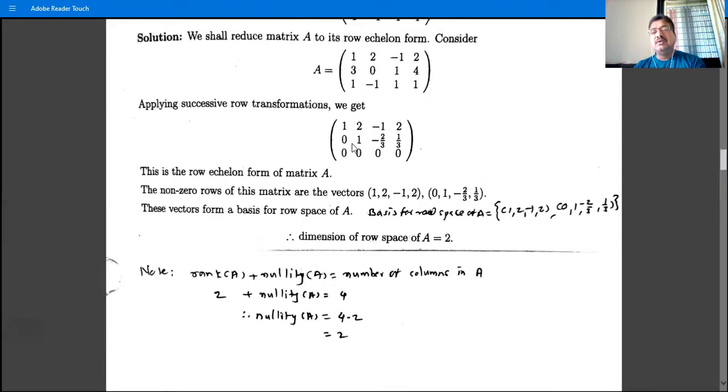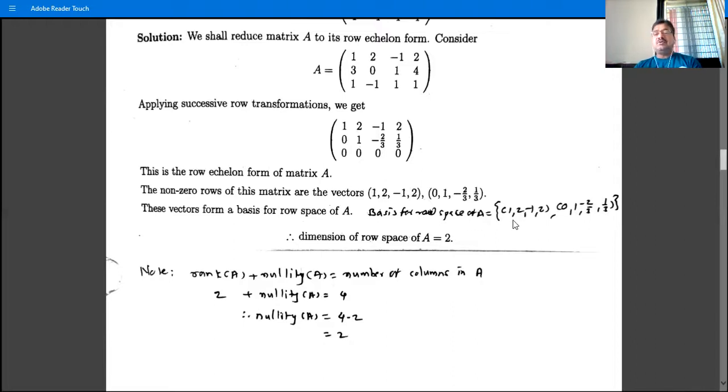So this is not unique. This depends on your calculation, so this row echelon form is not unique. But the number of non-zero rows in this is 2, and therefore this answer is unique. So what are the non-zero rows of this matrix? The first row is (1, 2, -1, ...), that is the first vector. The second row is the second vector. There are 2 non-zero rows.